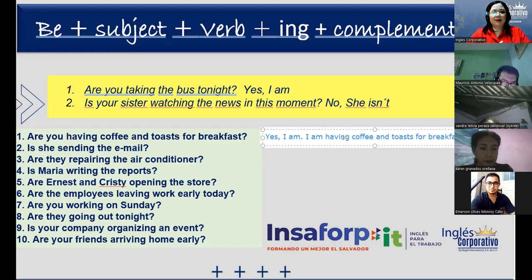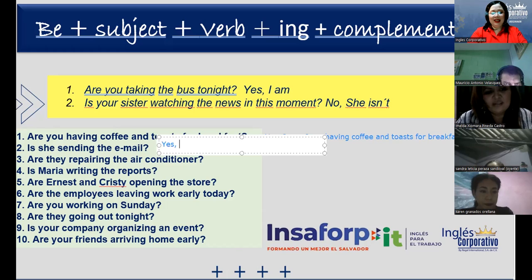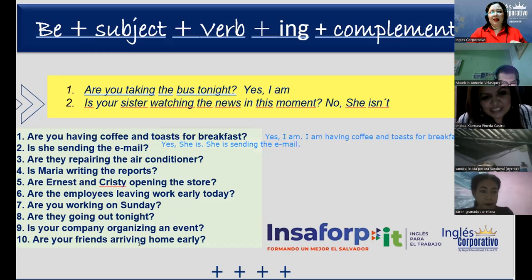Is she sending the email? Yes, I am sending the email. A ver, la pregunta dice, is she? Yes, I am. No podemos contestar como yo porque me están preguntando de ella, ¿verdad? Ajá. Yes, she is. Period. She is sending the email. A ver, dígamela ahora, Imelda. Yes, she is. Yes, she is sending the email. Very good. Now, Imelda, please ask number three to another classmate.